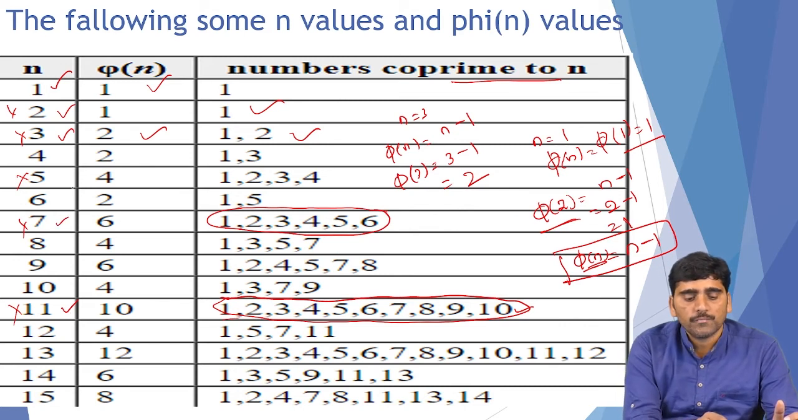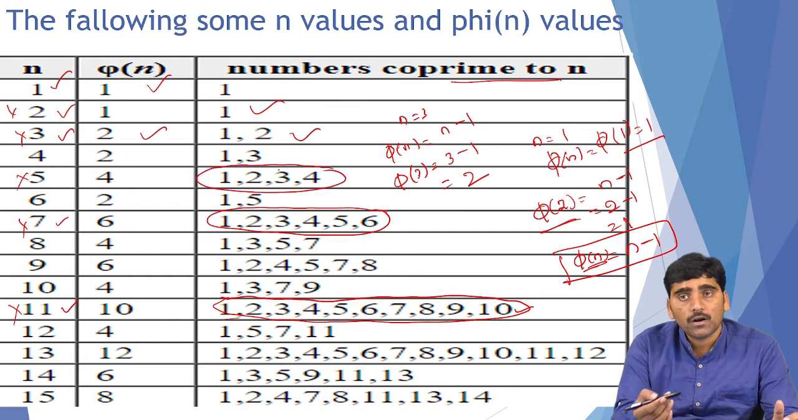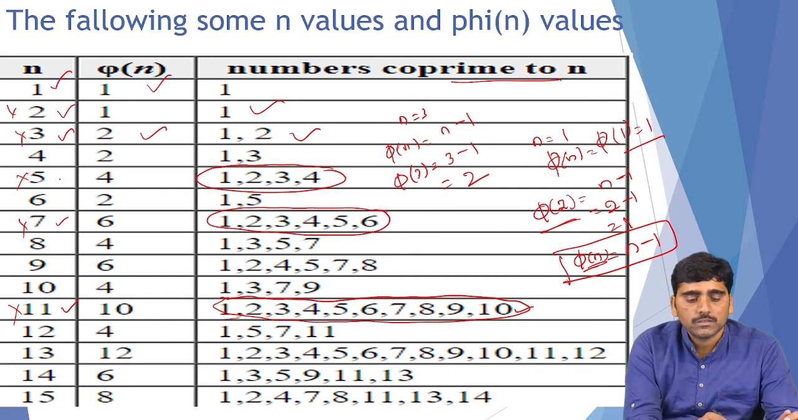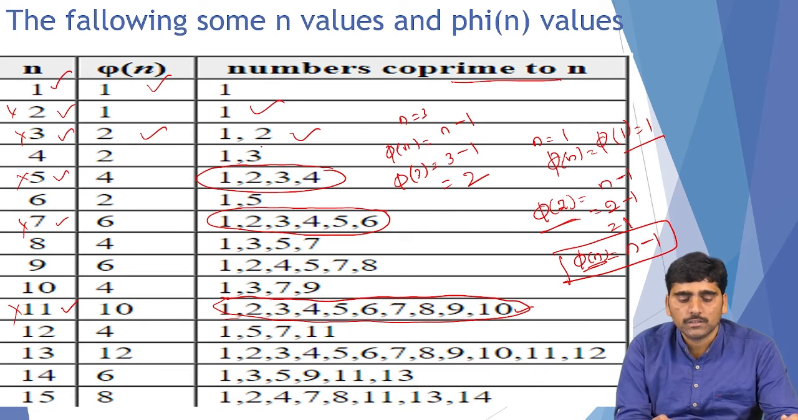And similarly, phi of 5. So 1, 2, 3, 4, up to the last number, these four values are the co-primes to 5. And for 3, in the same way, you can find all these numbers.